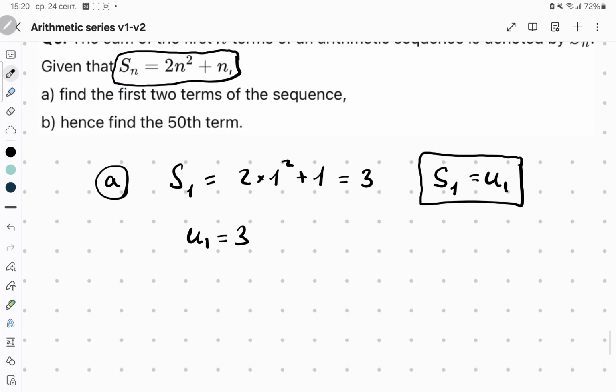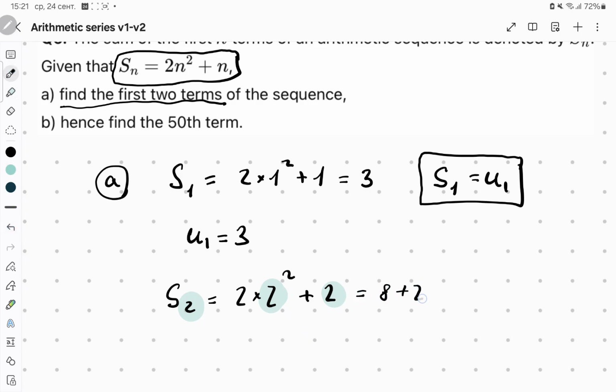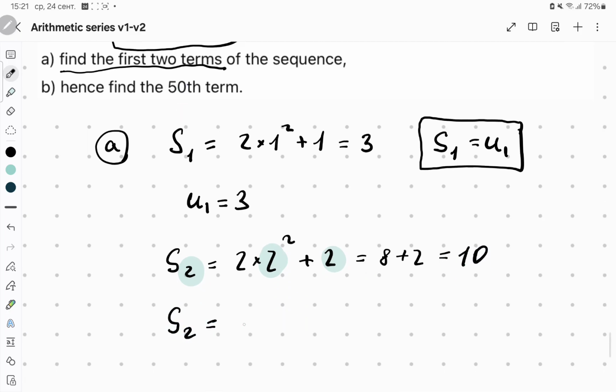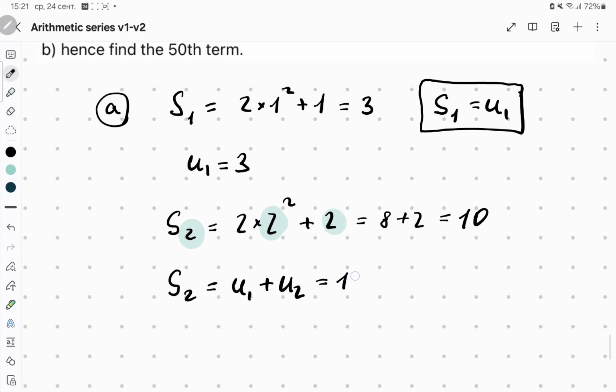Done. Okay, it says find the first 2 terms. How to find the second term? Now we will use S2. Again, we're going to plug in, instead of n, the value of 2. So let me remind that it is this 2. Okay, now let's calculate. So it is 8 plus 2, which is 10. So S2 is 10. But S2 is U1 plus U2. U1 plus U2 is equal to 10.